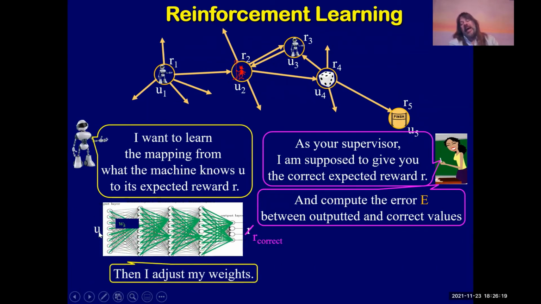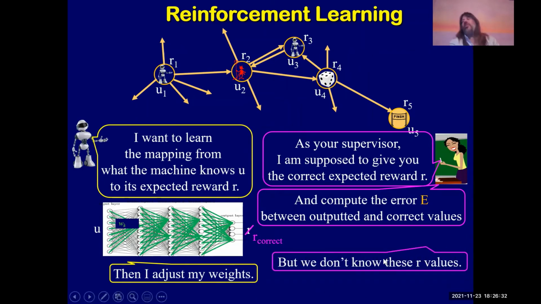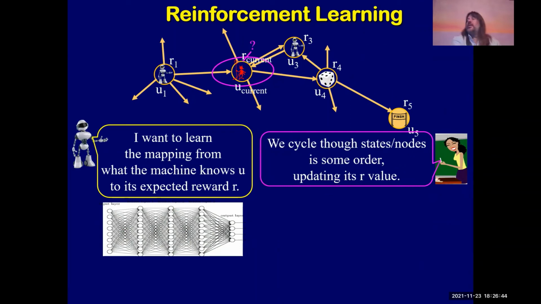And given that, our neural net, our robot, updates its weights to get closer and closer to the current weights, right? So that sounds all great, except we don't know the right R values, right? The whole point is to learn the R values. So how can it learn to compute the R values when we don't know the R values? Instead, remember, we're going to have some schedule in which we update these nodes.